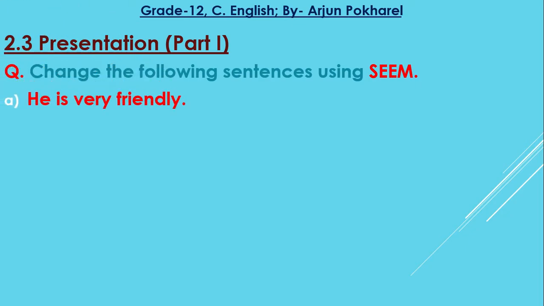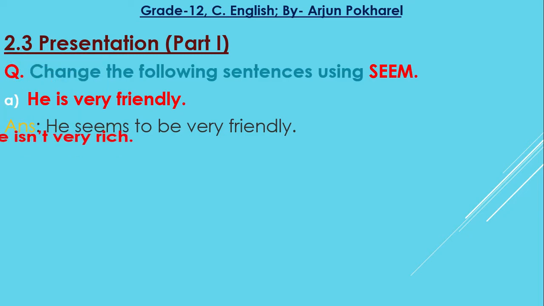Now here question number a is he is very friendly. Now here the b1 form of is what, be. That you have to use here, be. The response is, he seems to be very friendly. In this way you do.